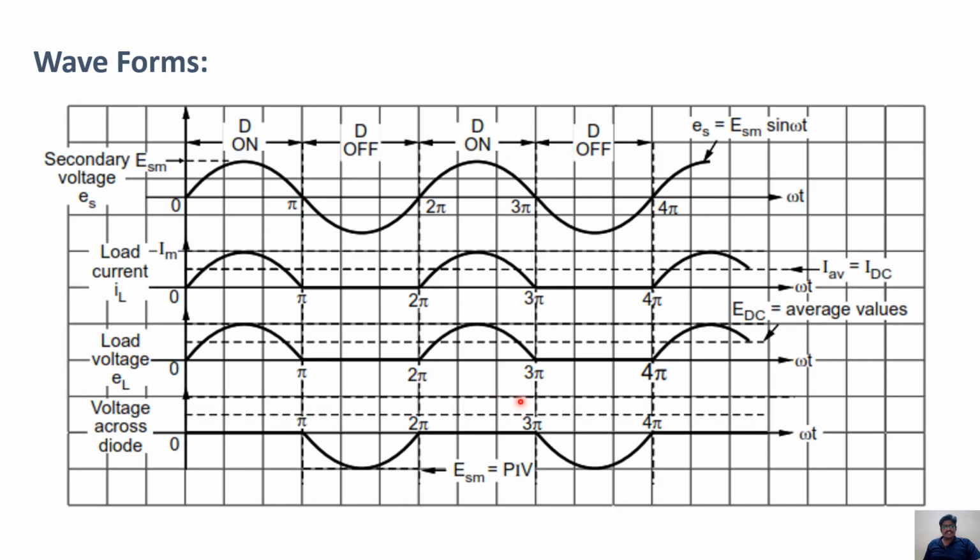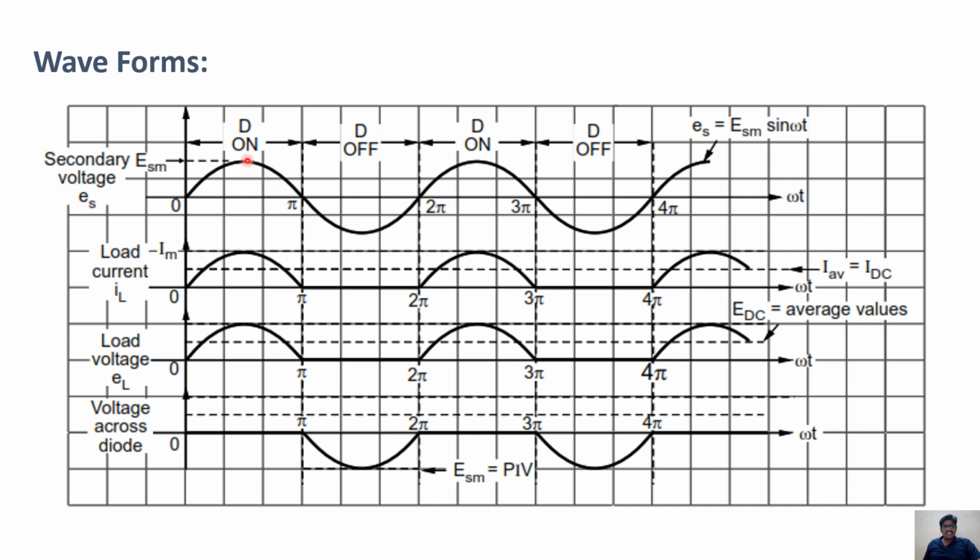Now look at these waveforms. Look at that first one. This one is the AC input waveform. It's a sinusoidally varying quantity. And look at the figure. During the positive half cycle of the AC input, the diode is just like a conductor.